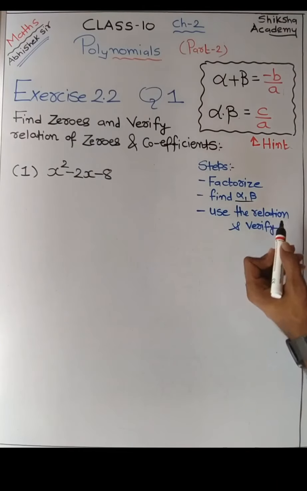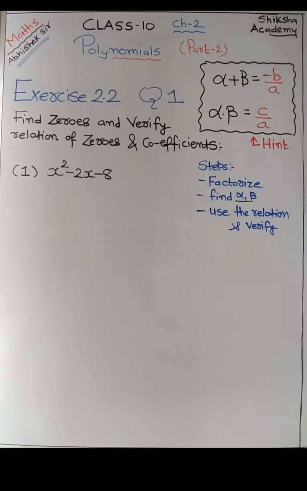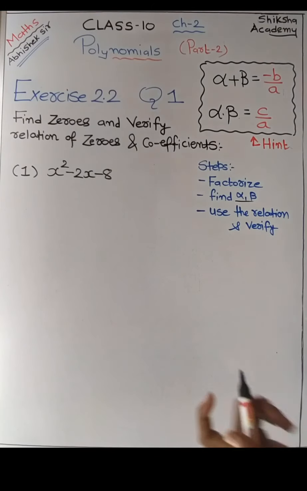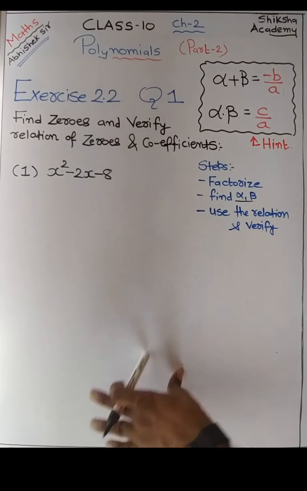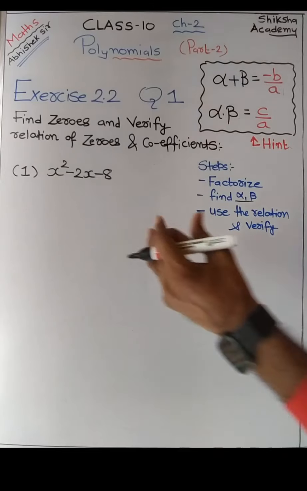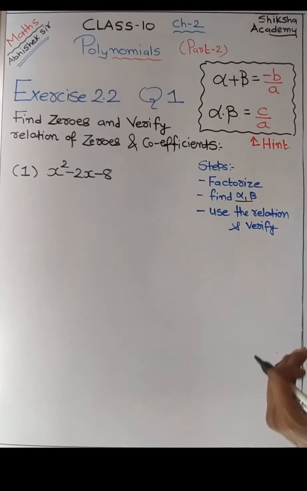Comparing the factors with 0, you will get alpha and beta, and then the third and the last step, use this relation to verify what we are solving, right? So let us start with the verification process. Now in 9th standard and also in 8th standard, you have learned how to factorize any polynomial, right? So quickly in detail I'll be doing the question number 1 so that you get the method in detail how you are doing it, and then we will quickly solve the other questions as well.